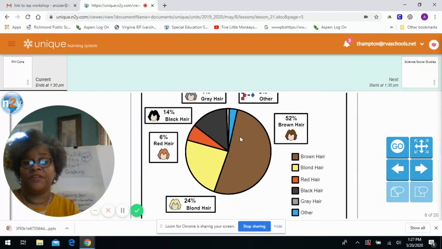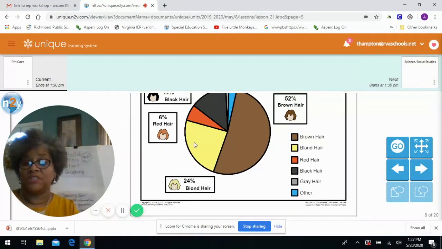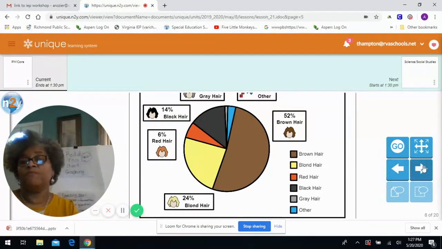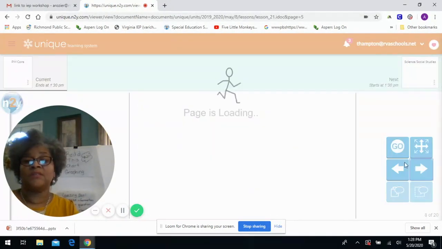All right, very good. So that's how you do it. You just fill it out and try to have it according to your percentages of 100% of the people that you've surveyed. And then you color it out so it's very visual and people can understand, oh, okay, more people have brown hair. All right, let's go to the next one.